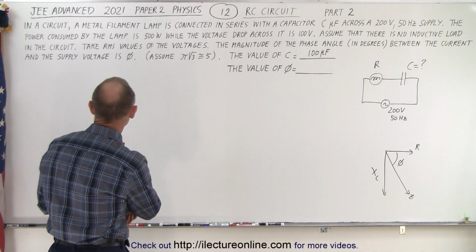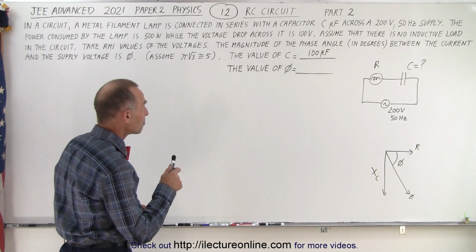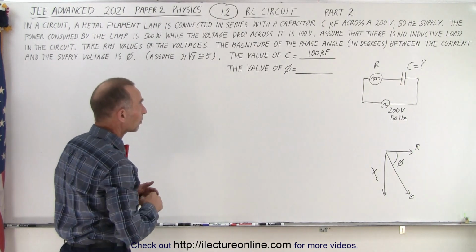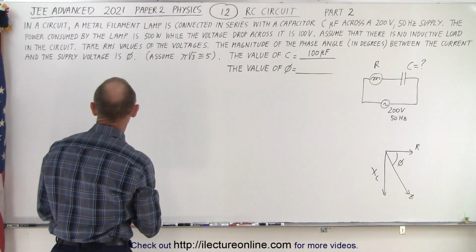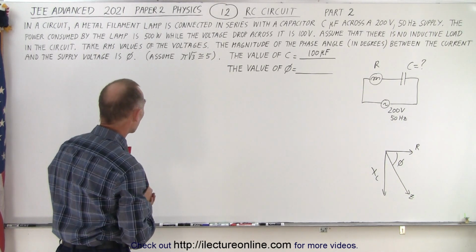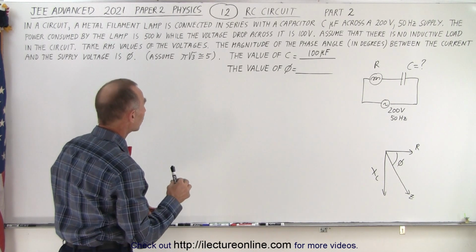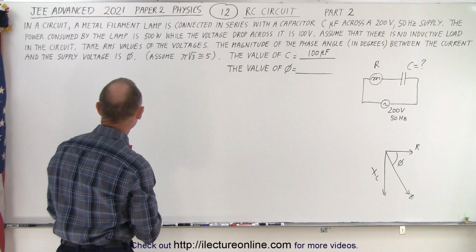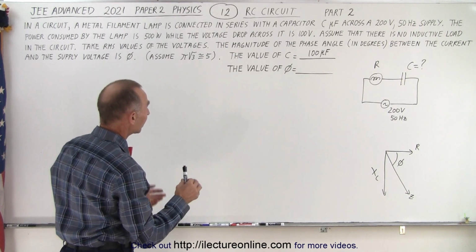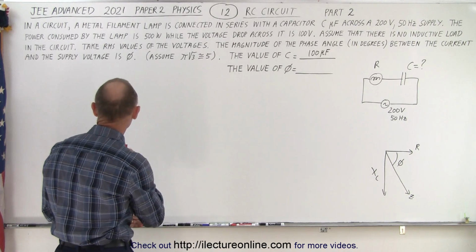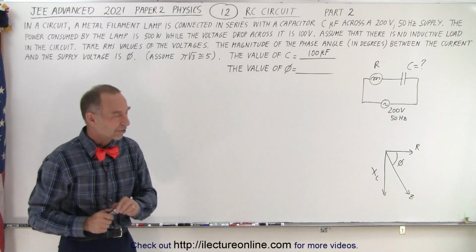It says, in a circuit, a metal filament lamp is connected in series with a capacitor C microfarads, which we found to be 100 microfarads, across a 200 volt 50 hertz supply. The power consumed by the lamp is 500 watts, while the voltage drop across it is 100 volts. Assume that there is no inductive load in the circuit. Take RMS values of the voltages, and the magnitude of the phase angle in degrees between the current and the supply voltage is, and that's what part 2 is all about, to find that phase angle.